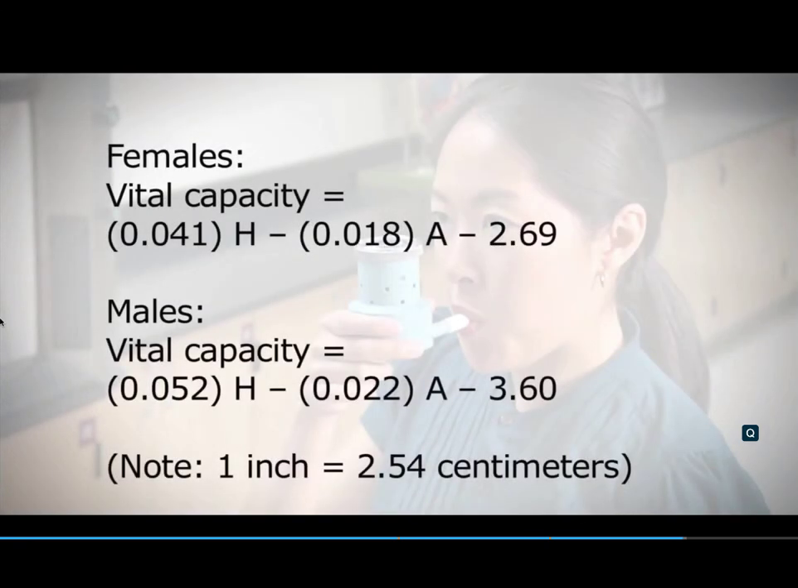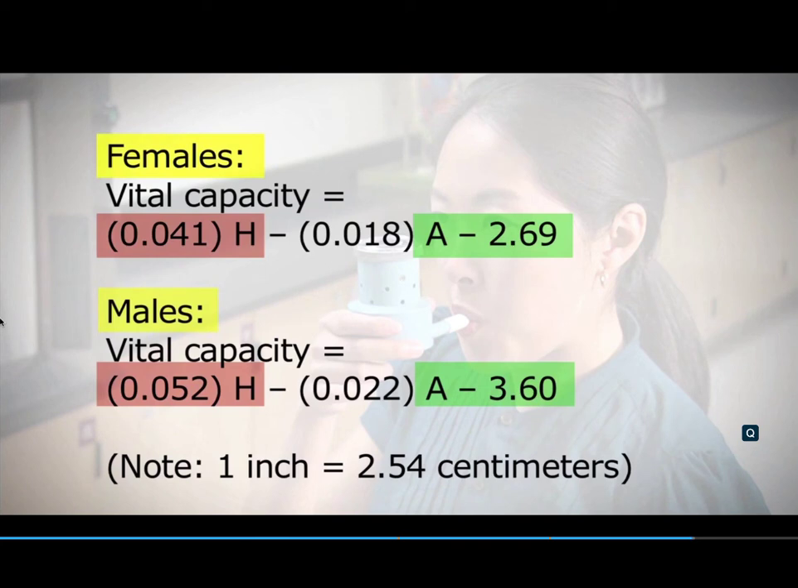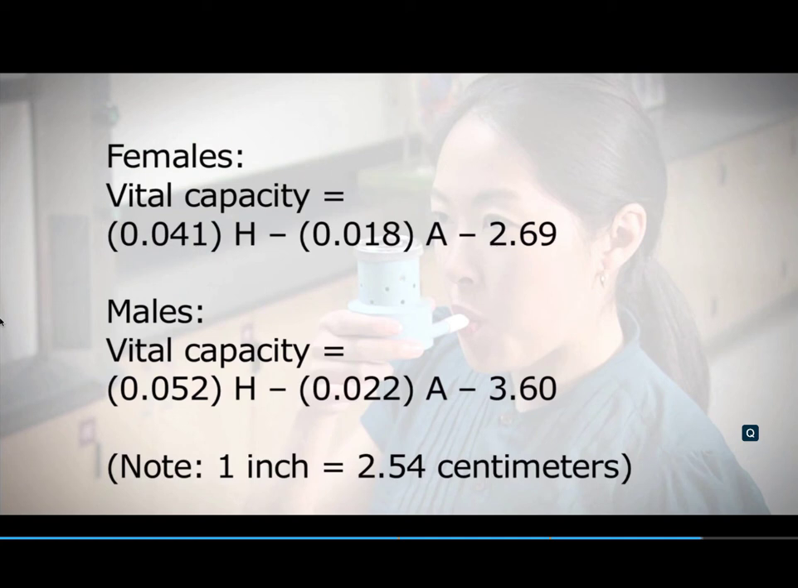Vital capacity is dependent upon age, height, and gender. Vital capacity decreases with age as muscles weaken and the lungs lose elasticity. Vital capacity increases with height because height affects the volume of the thoracic cavity and therefore how much the lungs can expand. We can predict a person's vital capacity based upon these variables. The equations for predicting vital capacity in liters are shown on the screen. H is height in centimeters, and A is age in years.